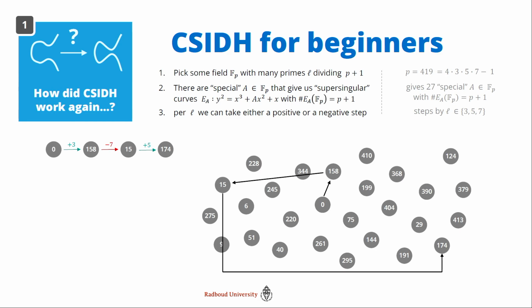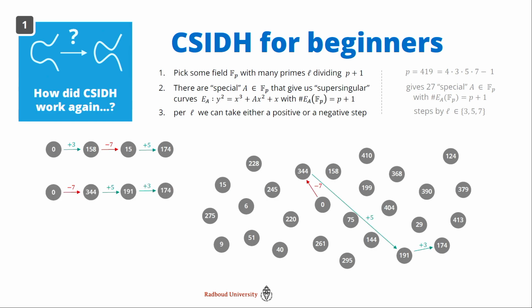Now Seaside has this commutative structure that is very cool, where if we had taken these steps in a different order, so if we had done minus 7, plus 5, and plus 3, then we would have reached different nodes in between, but we end up at the same node at the end, this 174. And this is some kind of magic that's working in the background of these graphs.